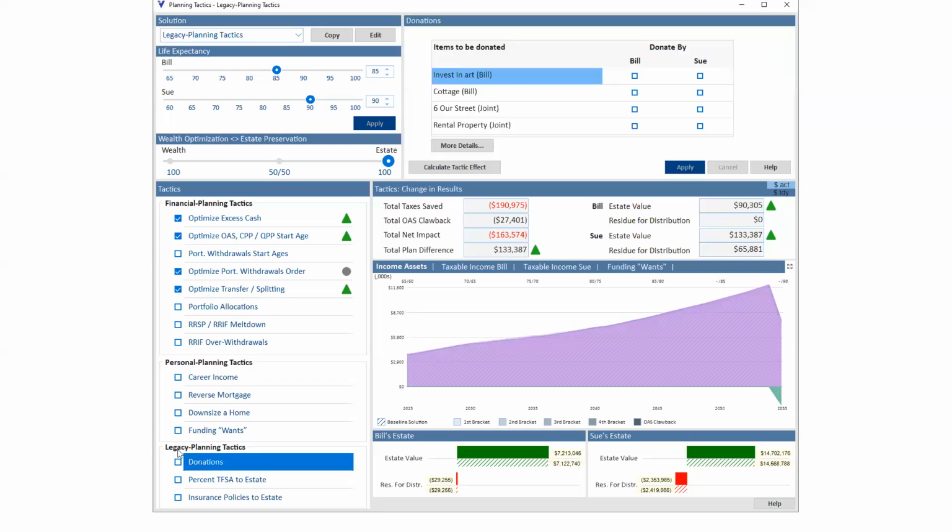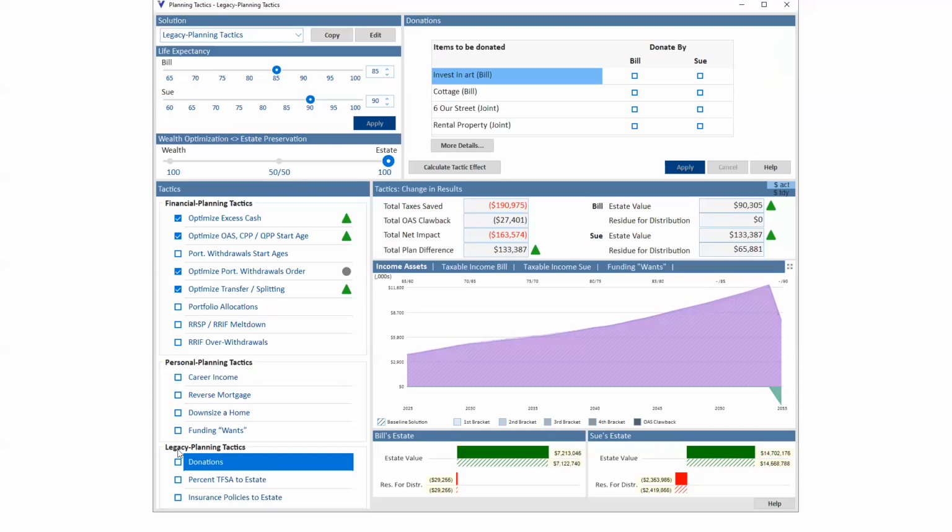And the first thing we're going to do is look at donations. So donations really represent a values-based decision that the client has to make. We really want to keep the cottage in the family. We've got a large capital gain problem.